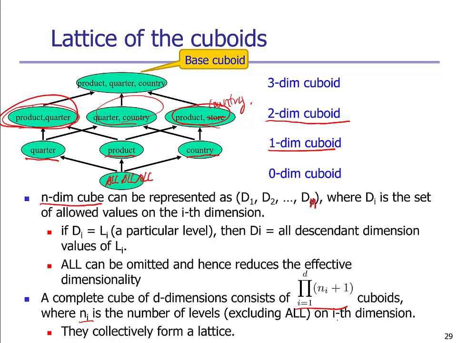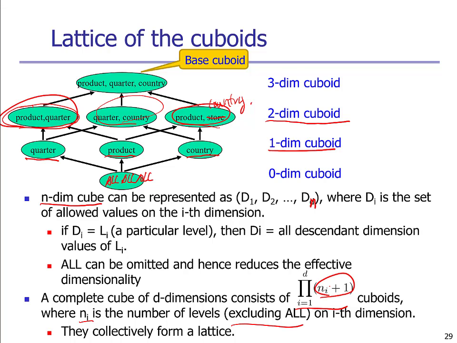So basically, for each cuboid, it is just to decide the measure that corresponds to different levels across different dimensions, right? So this Ni plus 1 actually, because here Ni excludes all, therefore Ni plus 1 includes all, right? Because all is the top level.